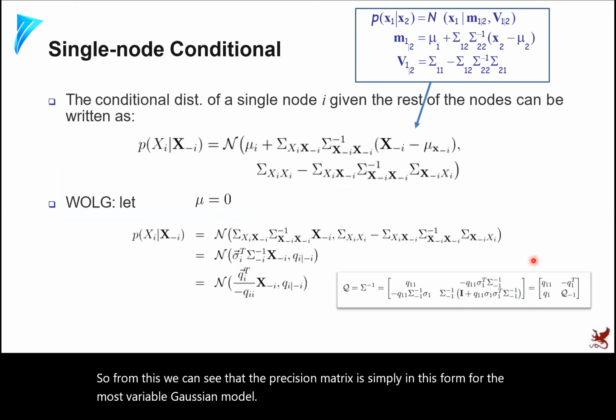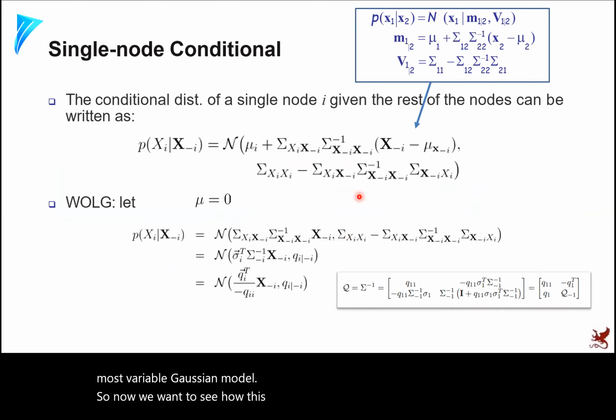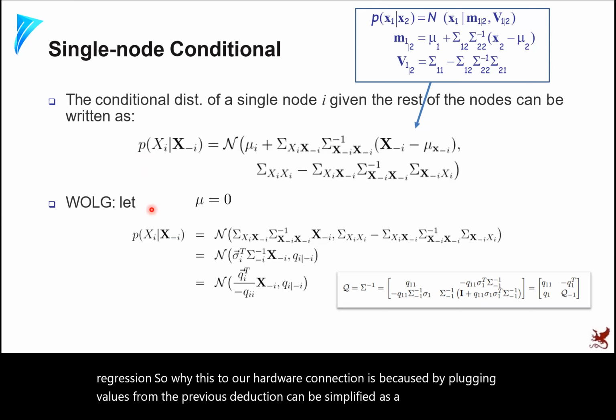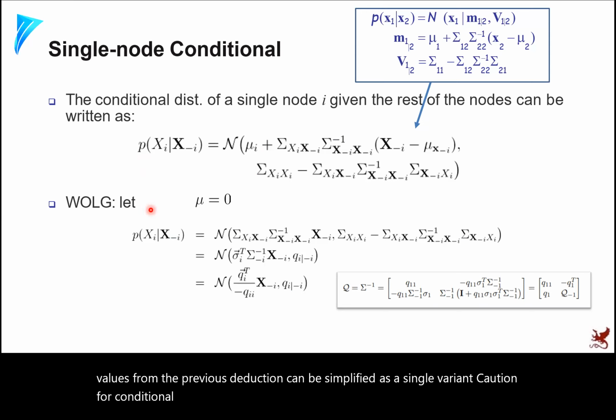So now we want to see how this is connected to the lasso, which is linear regression. The reason these two have a connection is that by plugging in the values from the previous deduction, it can be simplified as a single-variate Gaussian for conditional autoregression of the random variable. So still, let's take mu equal to 0. This is a simple case.